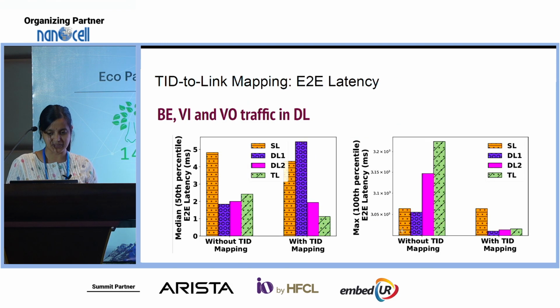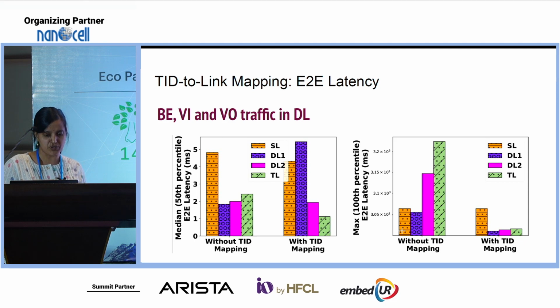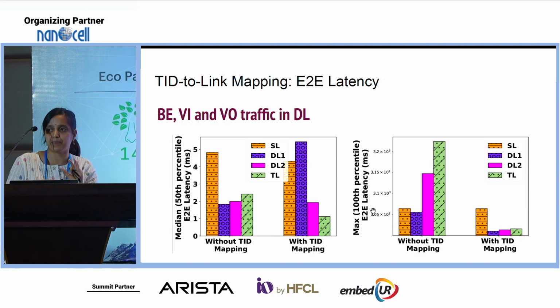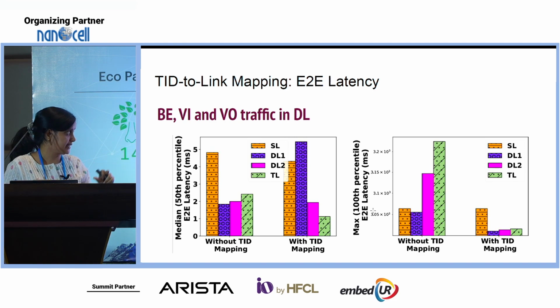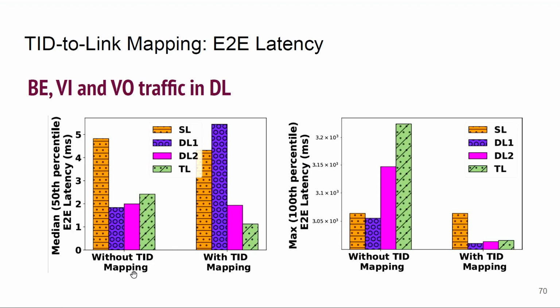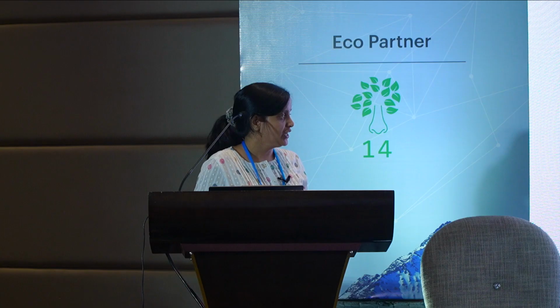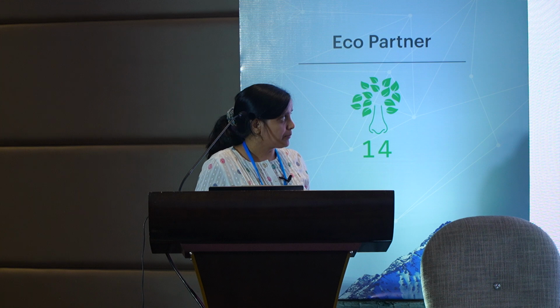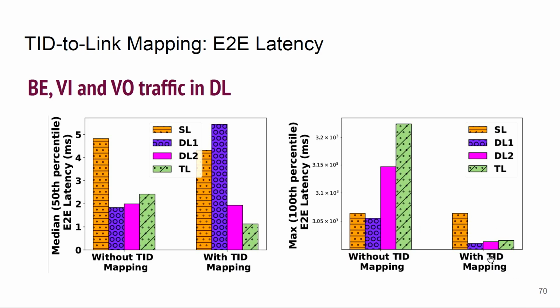All good news. Let's see the latency, because this is what we are more interested in. This time I changed the presentation of the graph a little bit, because I am looking at median and max separately to zoom into the result. This is without TID to link mapping, and this is with TID to link mapping. This is the median end-to-end latency, and this is the maximum end-to-end latency. So first of all, with TID to link mapping we are doing better, and for max latency we are doing really better.